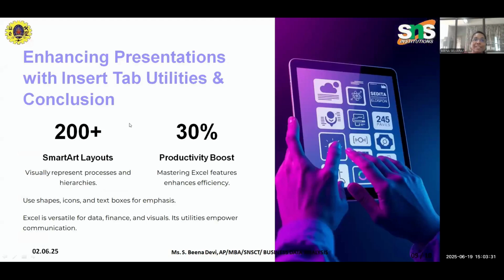And next, using the Insert tab utilities and other options in Microsoft Excel, you can use shapes, icons, and text boxes for emphasis. Whatever kind of data you want to deliver in a presentation can be visualized, and you can implement all these options in Microsoft Excel.